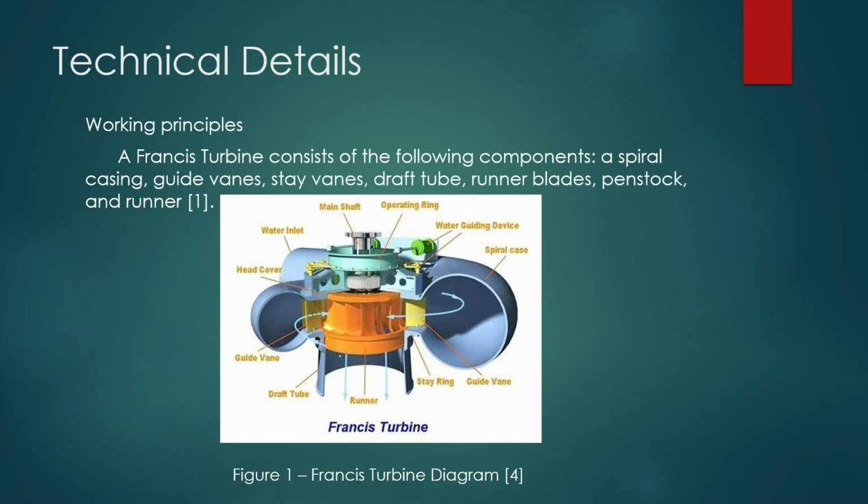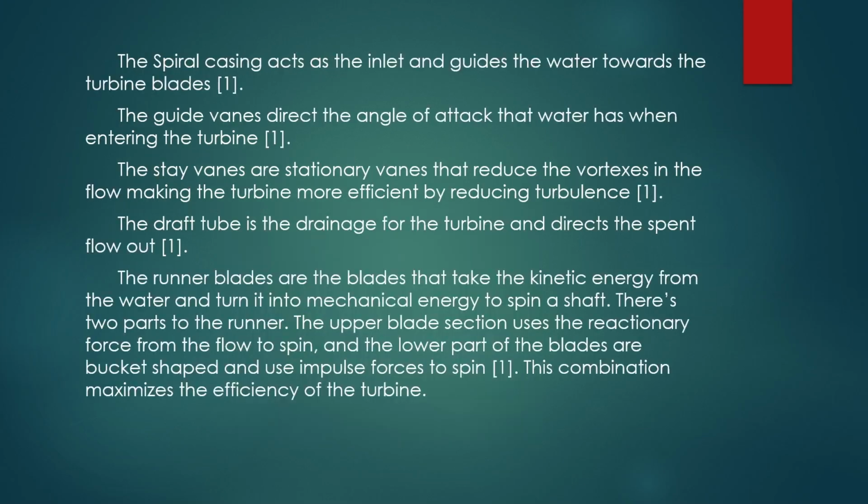So, technical details. Working principles. A Francis turbine consists of the following components: a spiral casing, guide vanes, stationary vanes, draft tube, runner blades, penstock, and a runner. You can see in figure 1 a cutaway diagram showing the Francis turbine. You can notice the large diameter on the right, and then it decreases in diameter on the left. I'll talk about that a little later.